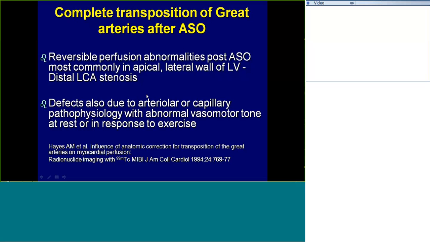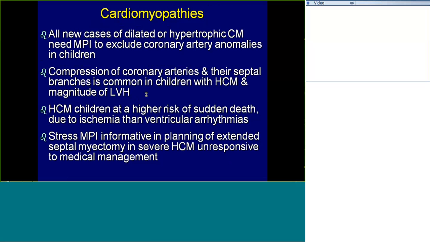So coming to the cardiomyopathies, mainly the hypertrophic cardiomyopathies, because in hypertrophic cardiomyopathies and patients with significant left ventricular hypertrophy, you are going to see compression of coronary arteries and especially their septal branches, and most of the sudden death in these hypertrophic cardiomyopathy children is not because of ventricular arrhythmias but because of ischemia.